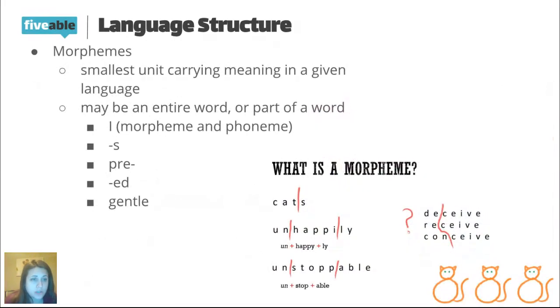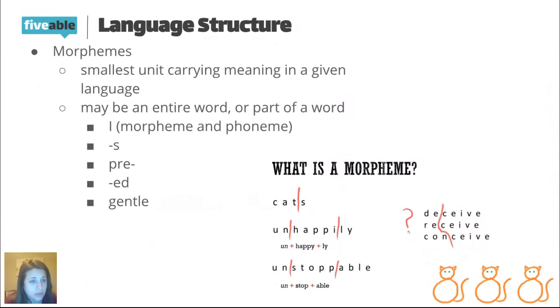Morphemes are the smallest units that carry meaning in a given language. So M and M, morpheme and meaning. That's how I remember it. It goes together, morpheme, meaning. And so it's basically when you break down a word, the different chunks that give that word meaning. So for example, when you add an S to the end of the word, that word changes its meaning because it then becomes plural.